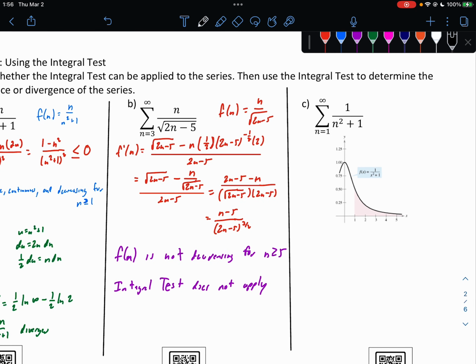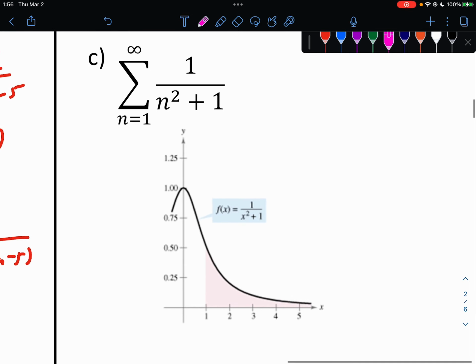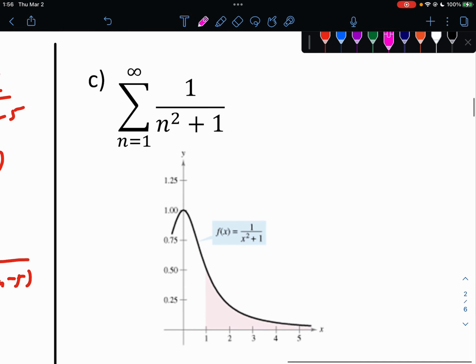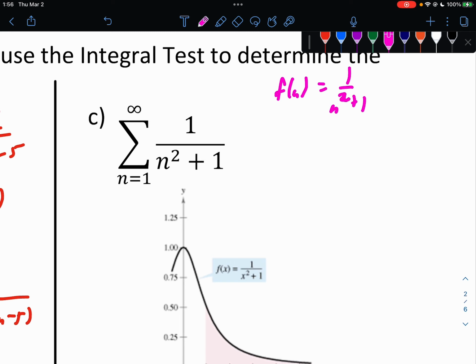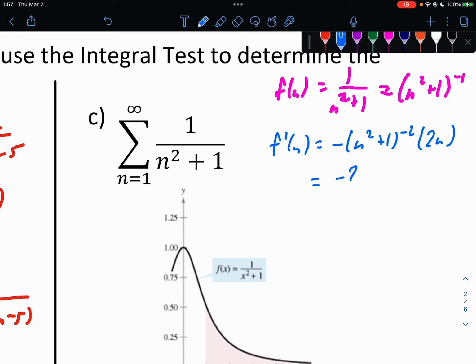All right, the last one, I have a little graph here of this, just so we can take a look at it. 1 over n squared plus 1. So again, we're going to say f of n equals 1 over n squared plus 1. Clearly, that's always positive. The denominator will never equal 0 in the real system, so it's always continuous. I'm going to rewrite this as n squared plus 1 to the negative 1. So then our derivative here would be negative n squared plus 1 to the negative 2 times 2n, or negative 2n over n squared plus 1 squared.